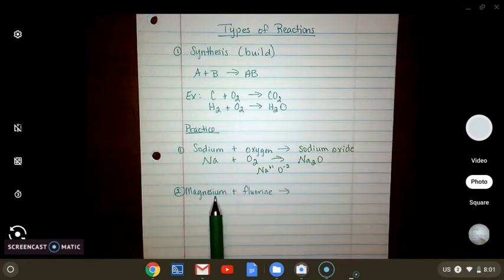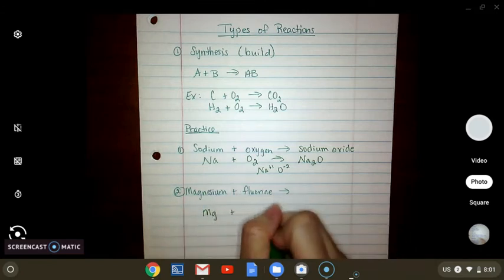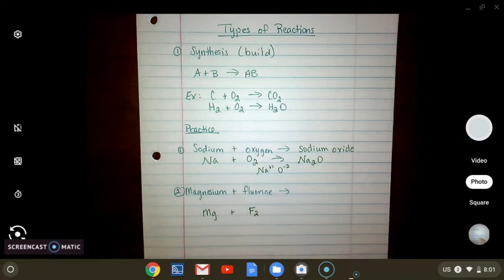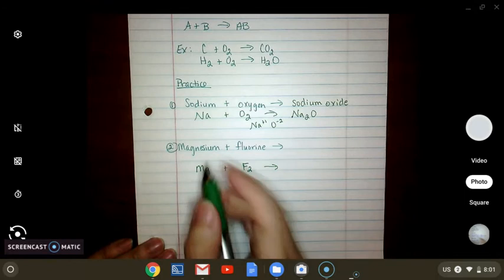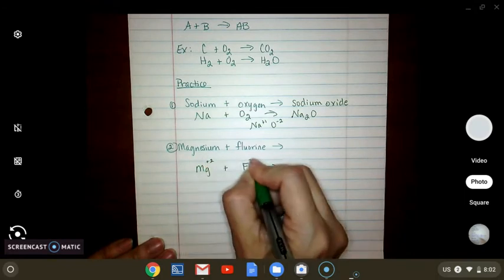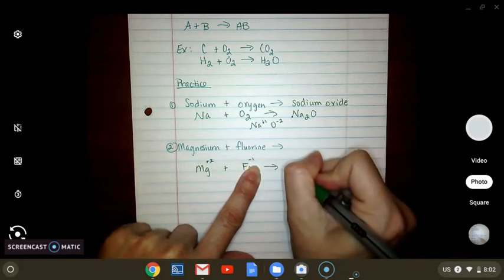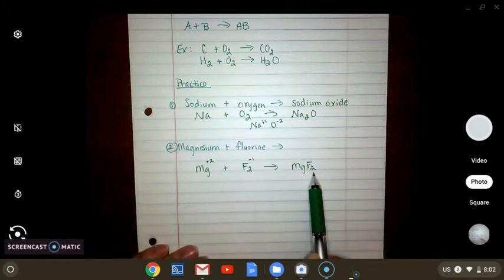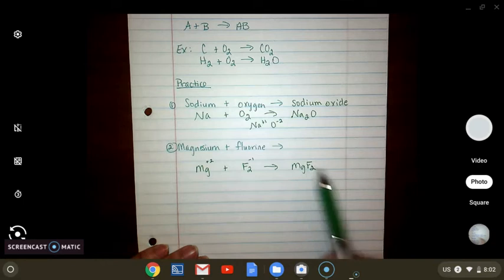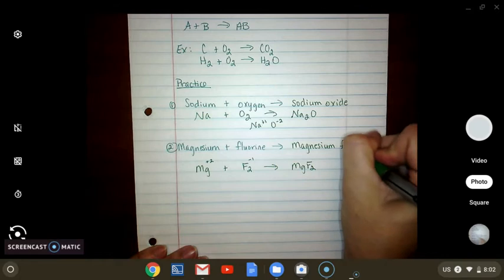All right, then you have magnesium plus fluorine. Magnesium is Mg. Fluorine is F2 because it is a diatomic element. If you look back at your ion list, because this is a metal, Mg has a +2 charge, fluorine has a -1. Remember, this 2 has nothing to do with switching. So you end up with MgF2. But just remember that 2 has nothing to do with this 2. So whenever you write this out as a word, it's magnesium fluoride.